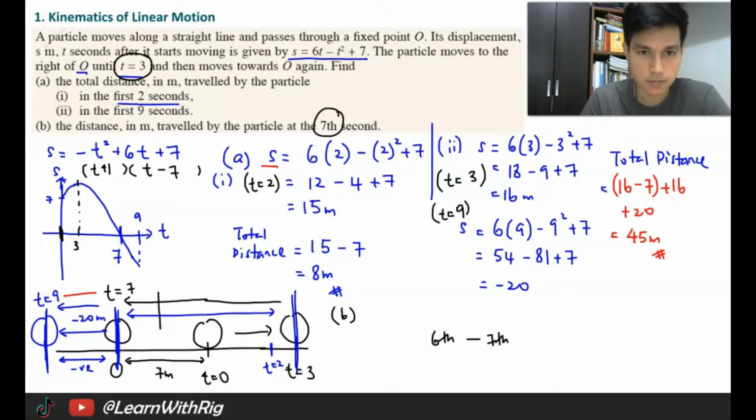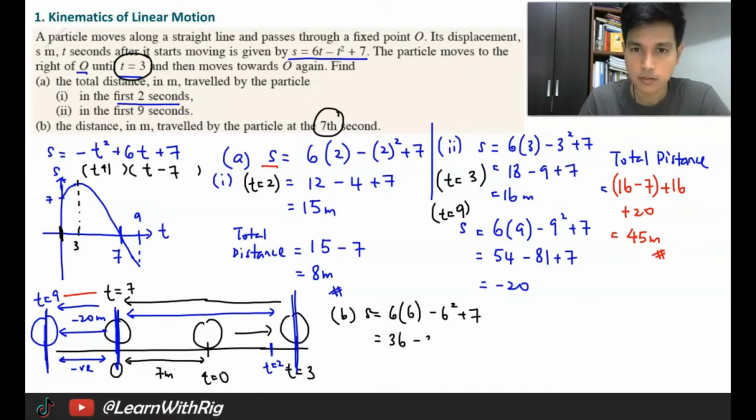So 6 seconds is here, right? Let's say t equals 6 is here. So that means at 7 seconds the displacement is 0. You already know. So you want to find what is at 6 seconds. Okay, wait. So t is equal to 6. Let's see. So s equals 6 times 6 minus 6 squared plus 7. 36 minus 36 plus 7. So the answer is 7 meters.